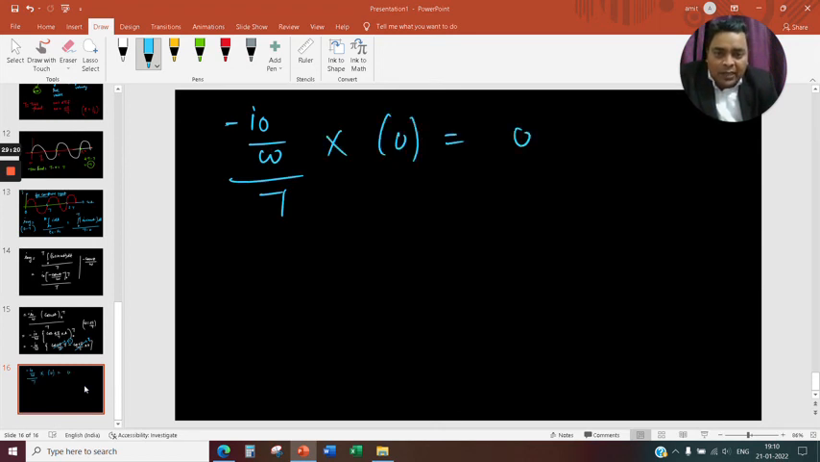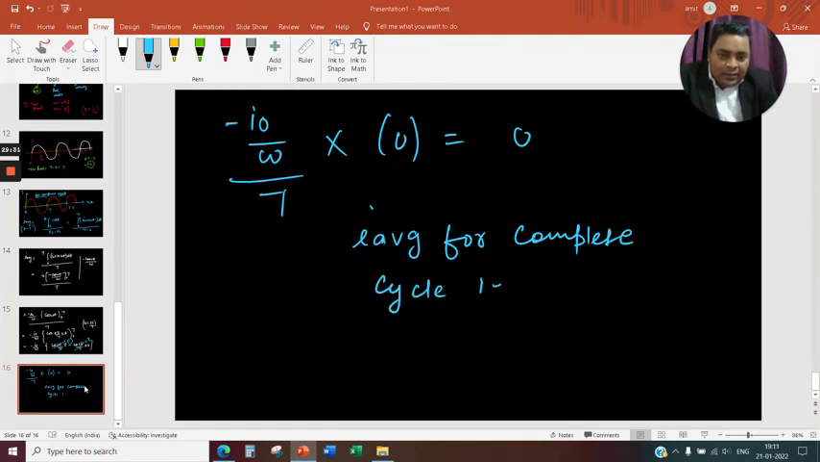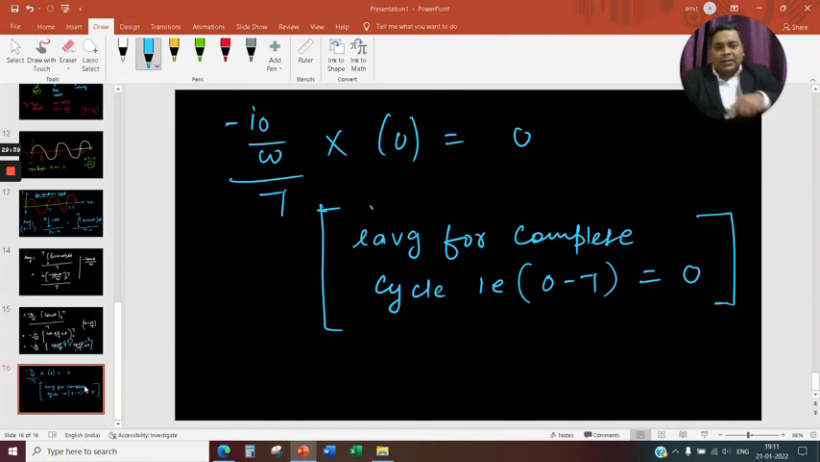What is the conclusion point? That I average for the complete cycle, that is from 0 to T, is how much? That is equal to 0. So this is the conclusion point for the sinusoidal curve. When the time period is 0 to T, I average will be 0 here.